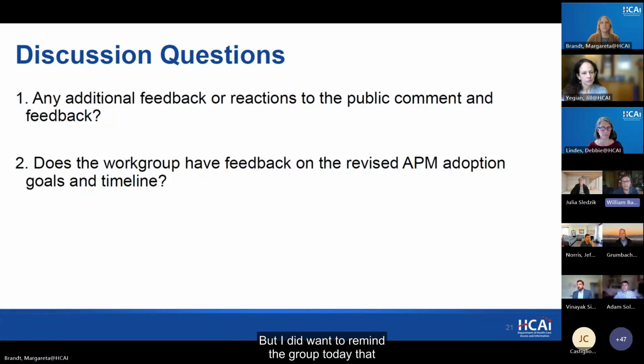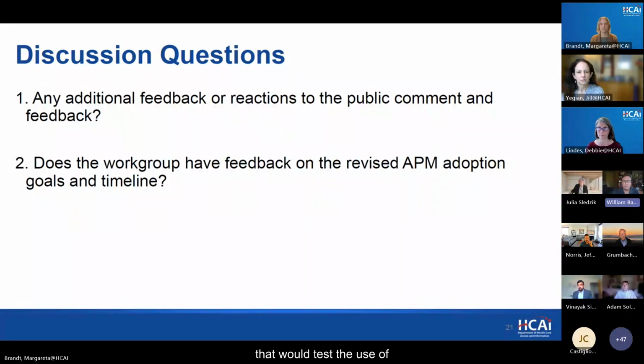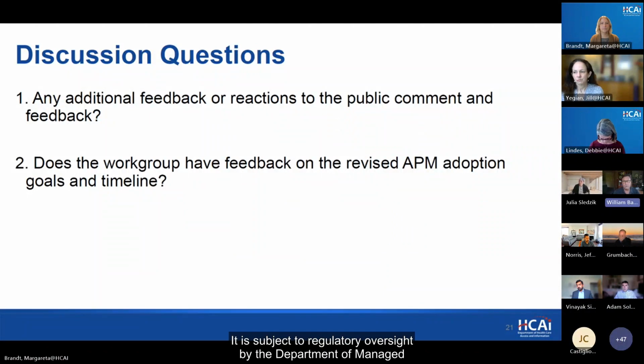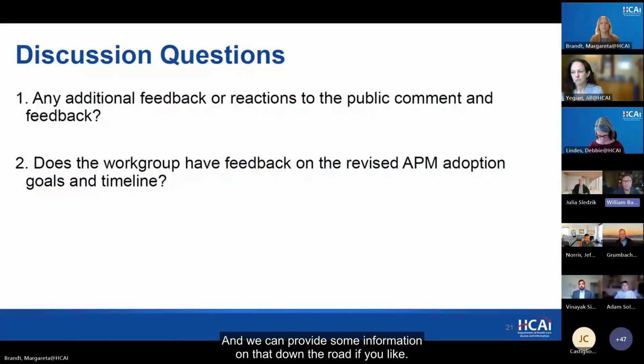But I did want to remind the group today that we obtained legislation back in 2020, AB 1124, which was a bill by Assemblymember Maienschein for a direct contracting pilot that would test the use of global capitation with self-funded payers. And we're doing it with a voluntary employees' benefits association down in San Diego County. So there is potential there for us to get some data very quickly on how that works. It is subject to regulatory oversight by the Department of Managed Health Care, even though it's in a self-funded market. And we can provide some information on that down the road if you like.